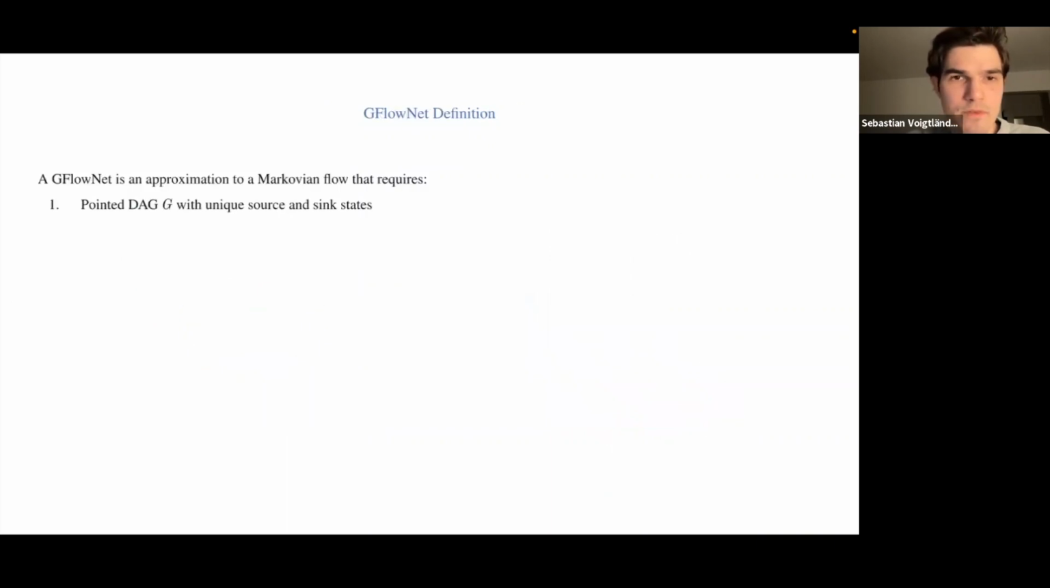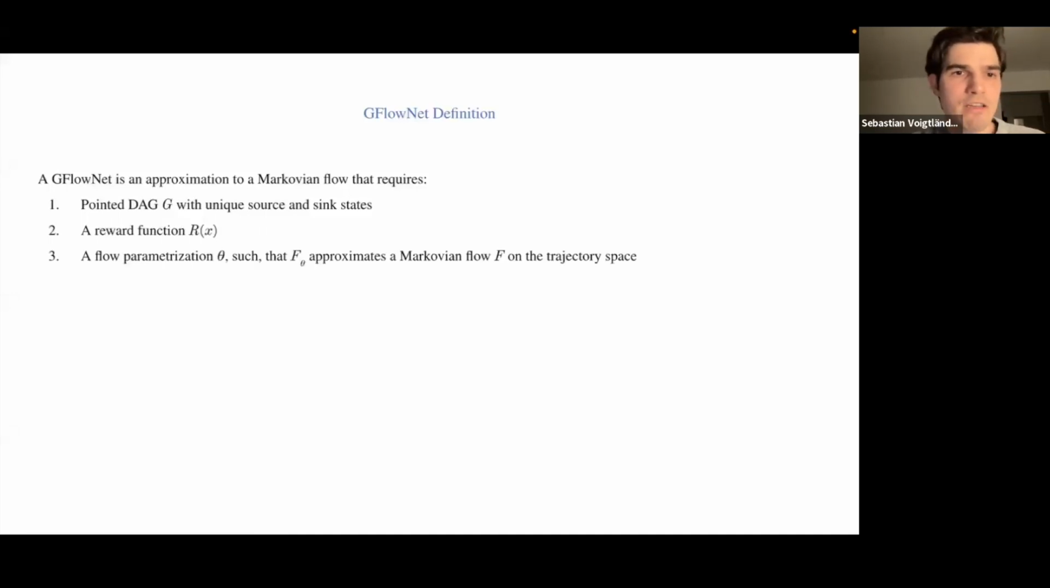So the GFlowNet is now defined as an approximation to a Markovian flow that requires a pointed directed acyclic graph, which has unique source and sink states, a reward function which is given, which can be learned, but from the perspective of the GFlowNet, it's given, and a flow parameterization such that the flow parameterization approximates a Markovian flow on the trajectory space.